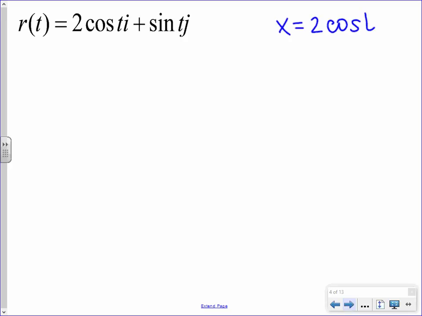This vector valued function is representing a set of parametric equations where x equals 2 cosine t and y equals sine t. So what we can do is eliminate the parameter to get our graph. You could probably get this graph by plugging in random numbers, but that's not always going to be the most efficient way. This is a good reminder for us. How do we eliminate the parameter when we are dealing with sine and cosine?